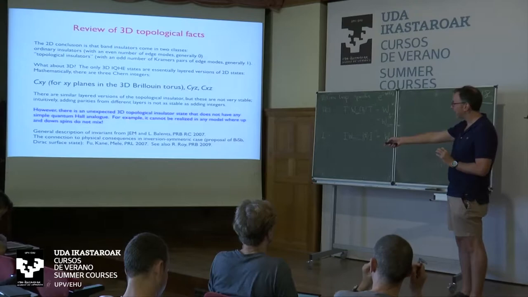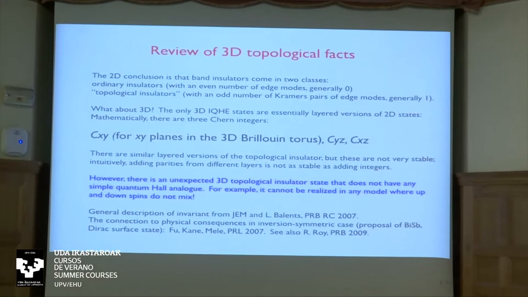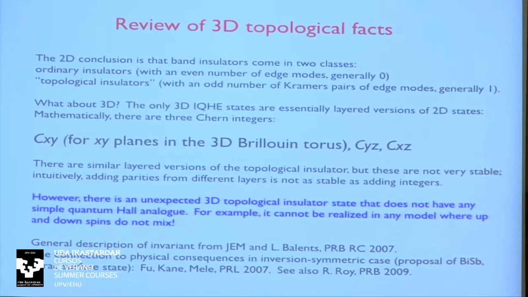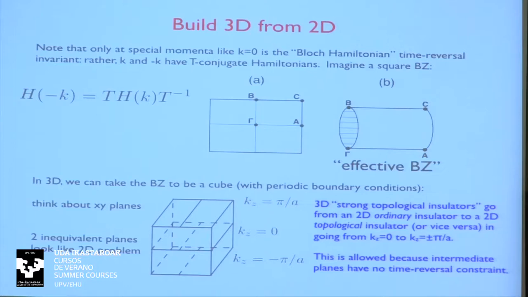more complicated than the 2D invariant because I have to use both up and down spin. I can't really view it as two copies of the 3D Hall effect the way I can sort of view the 2D topological insulator as two copies of the 2D Hall effect. And let me sketch one way of deriving that and then talk about a more modern way in about 10 minutes. So I think the way it was originally done was the following.